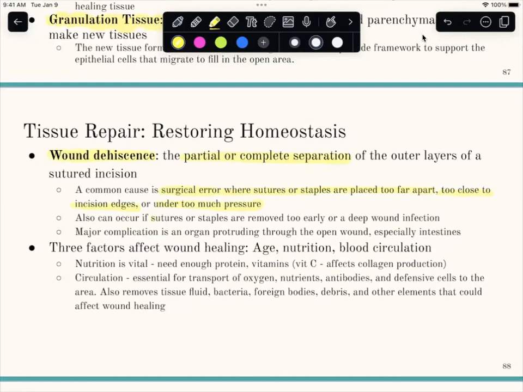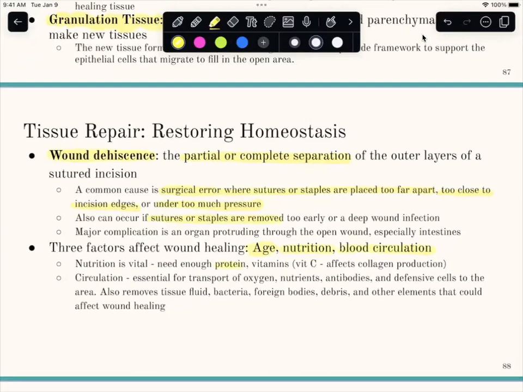If sutures or staples are removed too soon, the wound can reseparate and open. There's always going to be something besides just the general cell division for healing. Your age. Every chapter from here on out, we're going to talk about what happens to that system as you get older. It's not fun. Your nutrition. Are you taking in the right nutrients to help heal? And then your blood circulation. Is there blood going to that area?